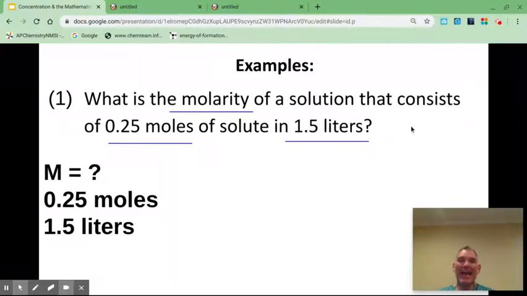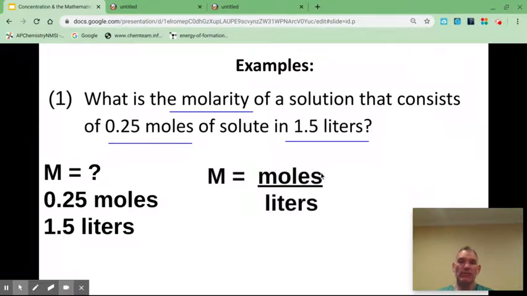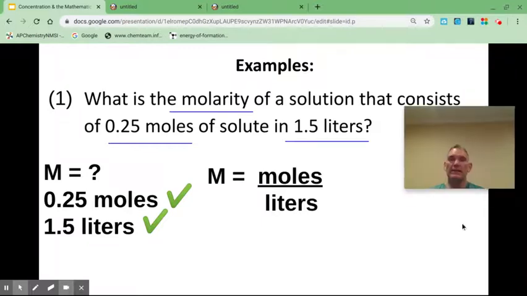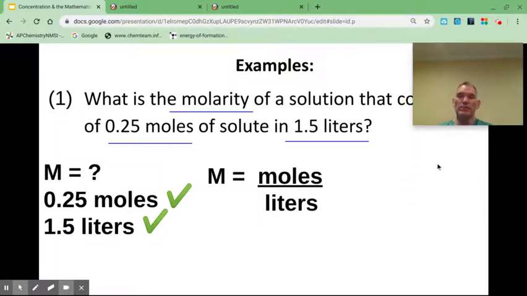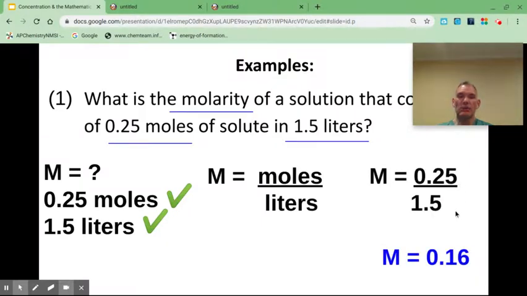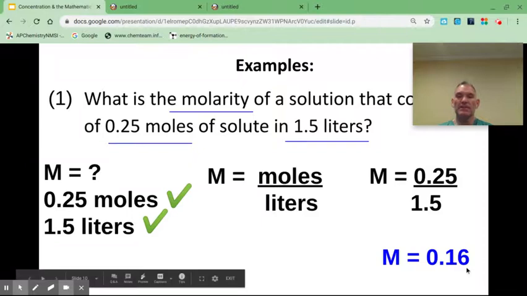Now, I have to check to make sure my units match the formula. My formula is moles over liters. So I have to ask myself, do I have moles and liters? And if I come over here, I do have moles, I do have liters. So this is one of the easiest problems. There is no extra work. All I have to do is plug it in and solve for the molarity. So that would give me 0.25 over 1.5, which gives me a molarity of 0.16.